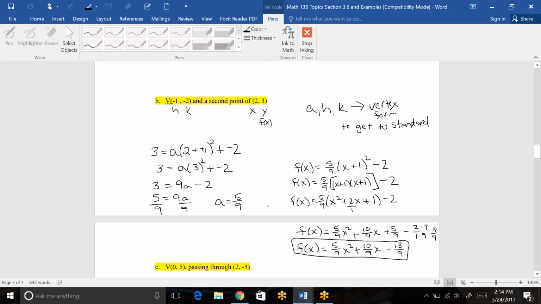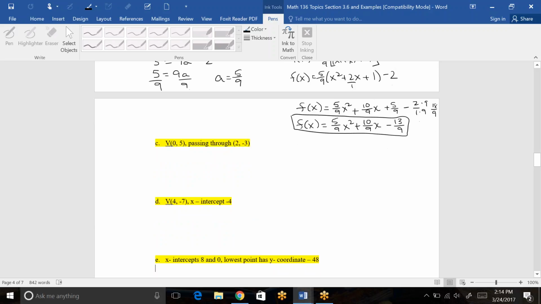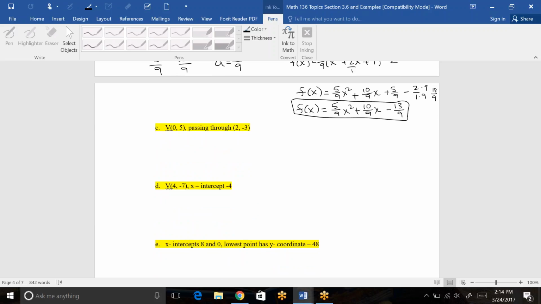It's a pretty messy one because the a is a fraction. Now we would never give you something like that on the exam, and in fact we don't give you any from this specific example set on the exam. You need to know how to transform to vertex form using completing the square, and of course you need to know how to graph, but these do show up in the homework. So let's do another one.